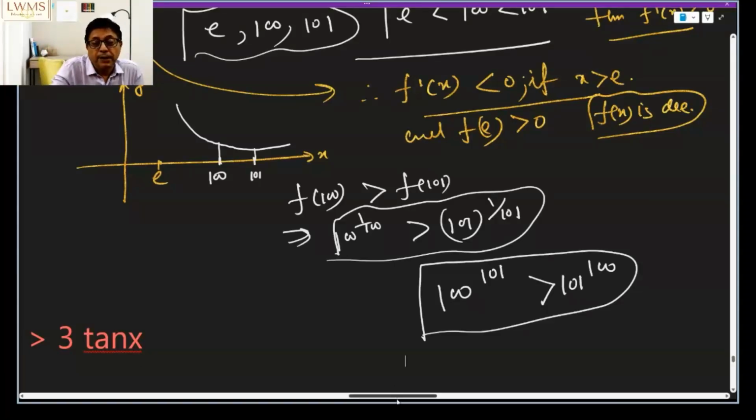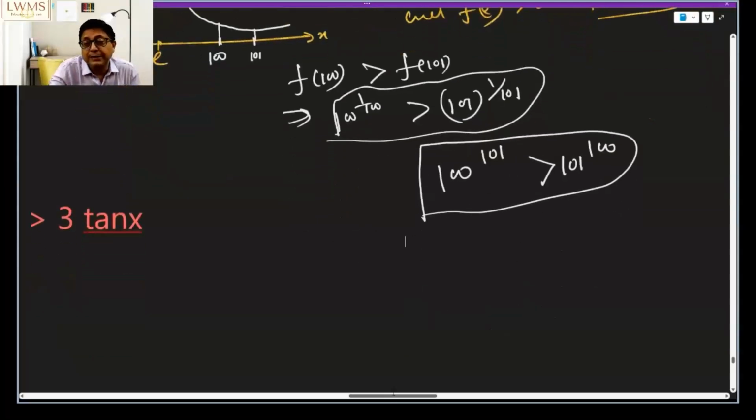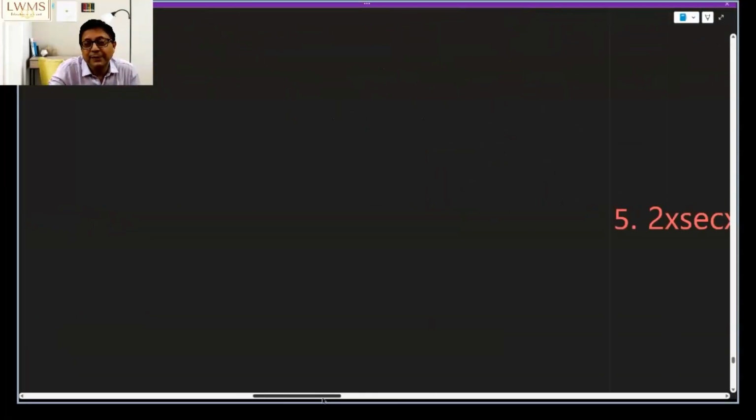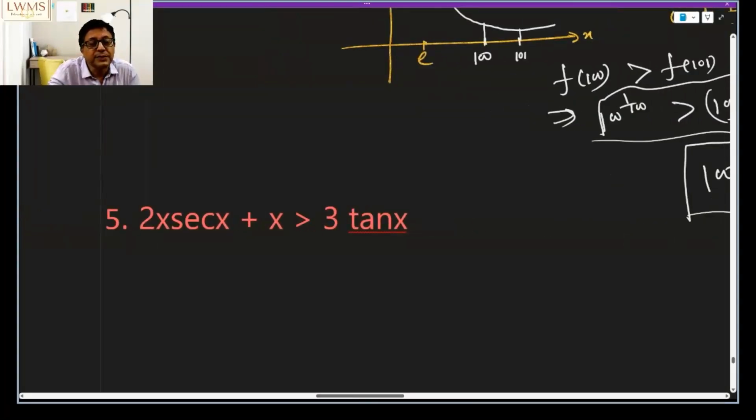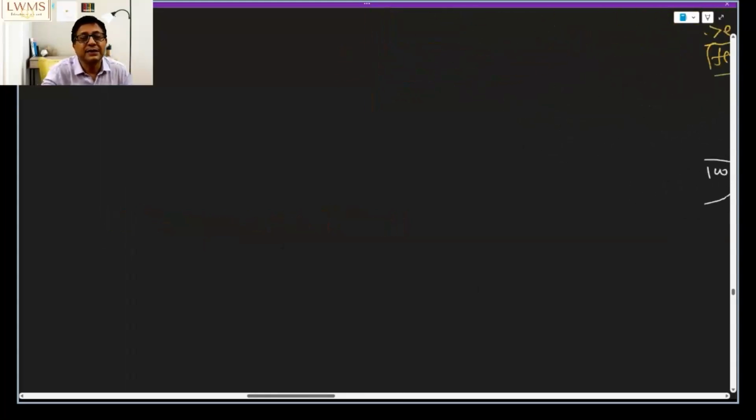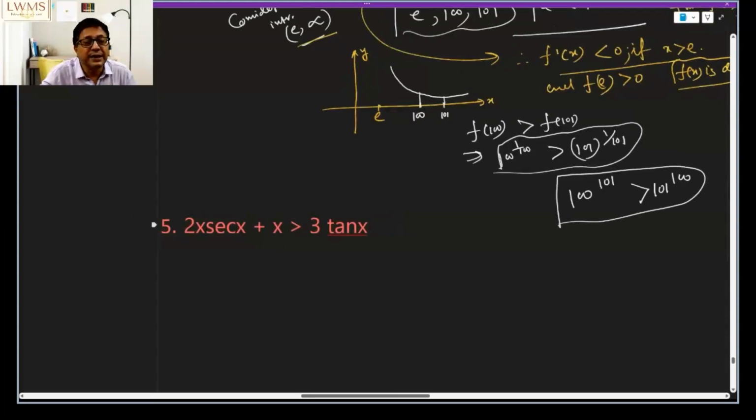Okay? Now let us take a bit difficult one. May not be, maybe. Let us solve this. We are going to prove this: 2x sec x plus x is greater than 3 tan x. Prove that 2x sec x plus x is greater than 3 tan x.